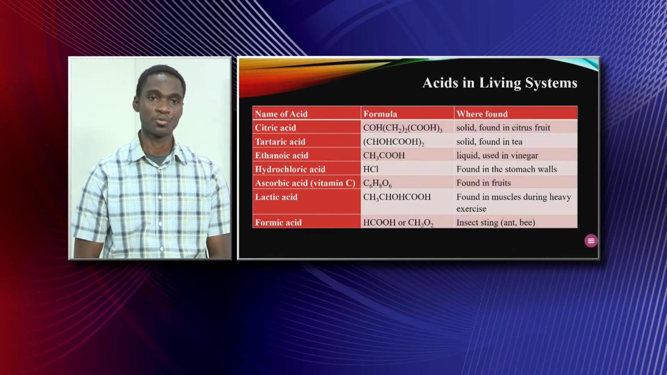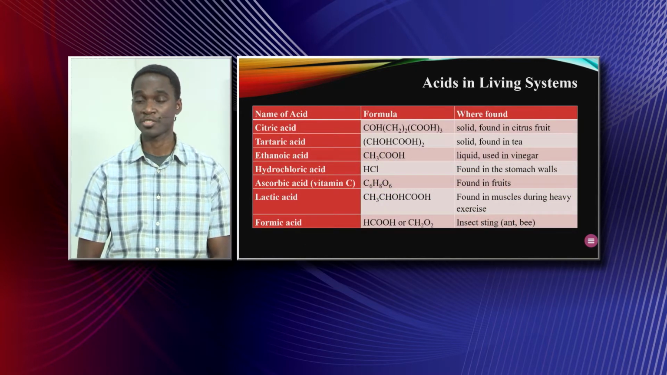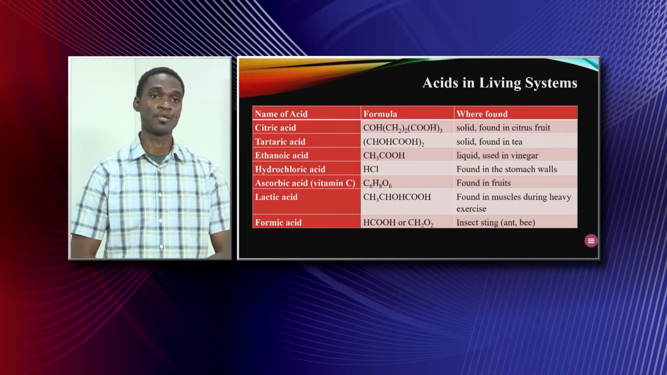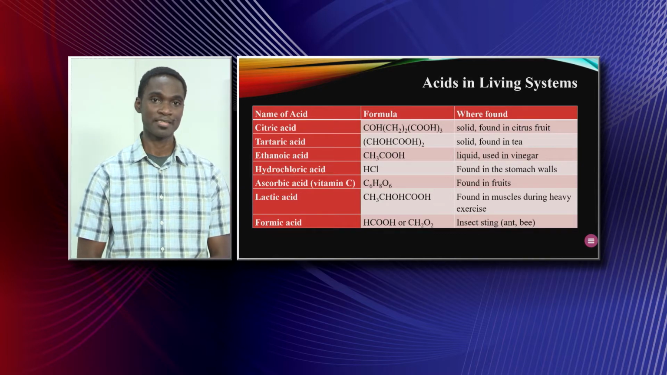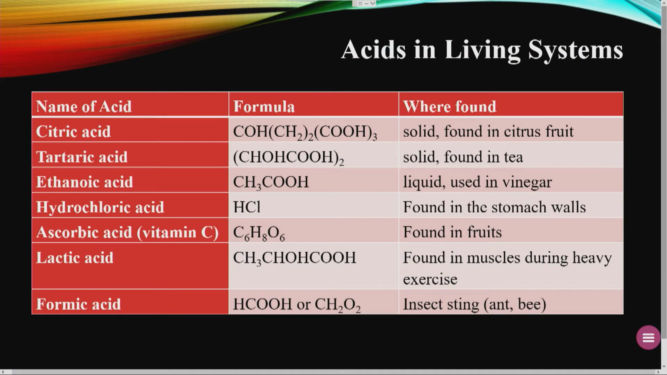Just to let us know what type of acid is in which specific living system, notice that we have citric acid with the formula COHCH2 to COOH3. And we can find this in citrus fruit. Okay? Citric acid is in citrus fruit. We have tartaric acid, CHOHCOOH2, and we find that in tea leaves.